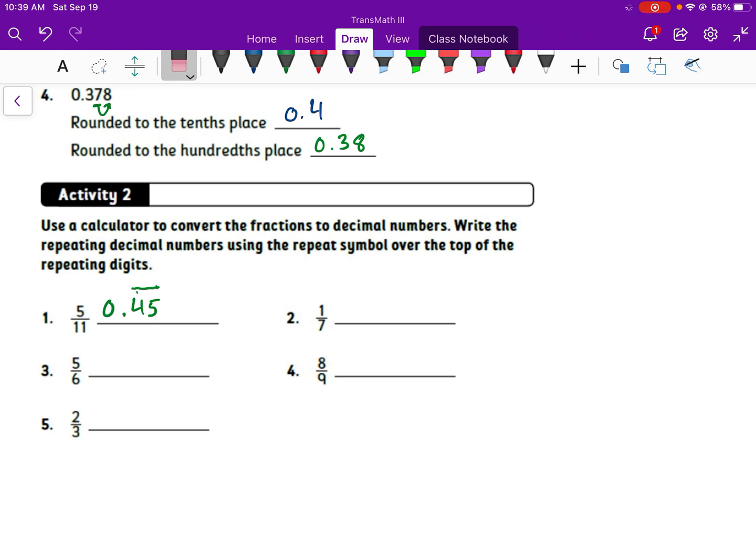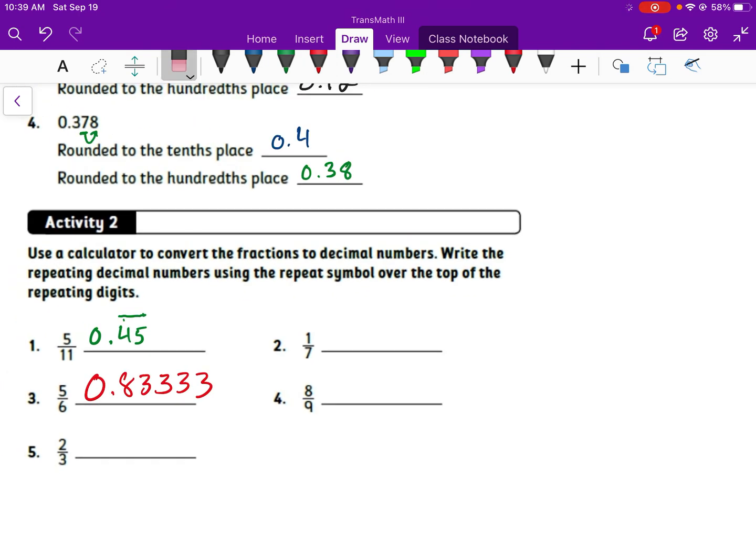Okay, 5/6 now, 0.83333 repeating. The part that is repeating now is the 3. This is where some people make a mistake. That line will not go over the 8, it's just going over the 3. The 3 is the repeating part.